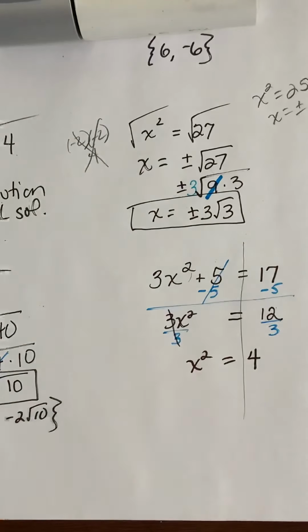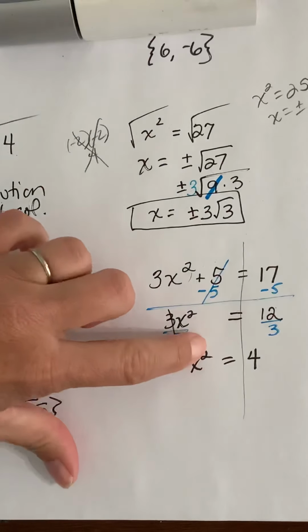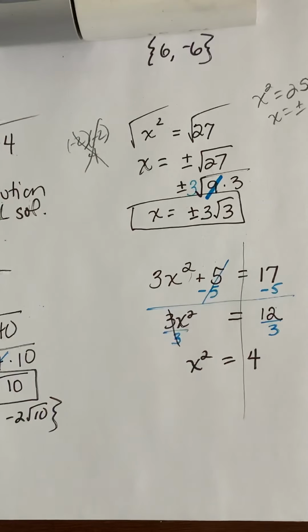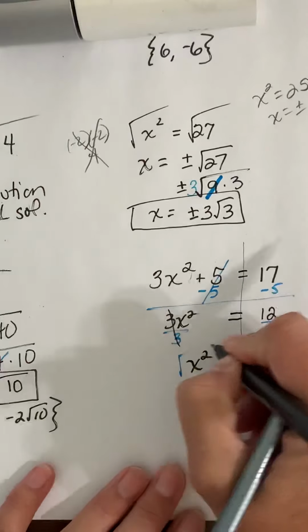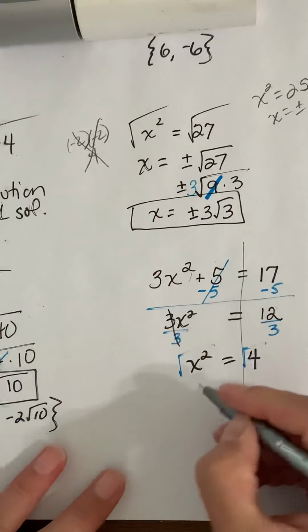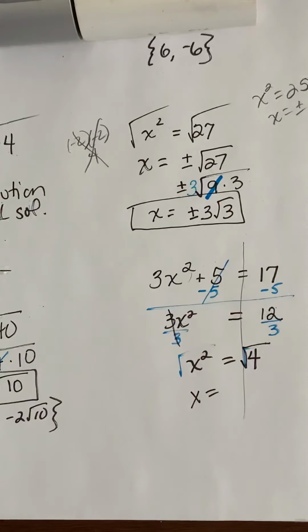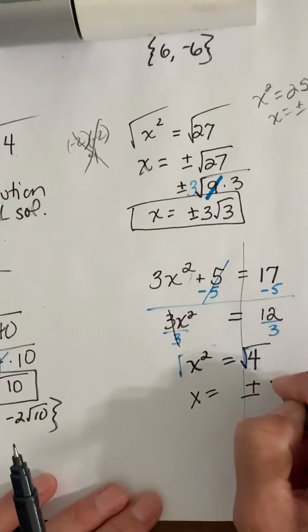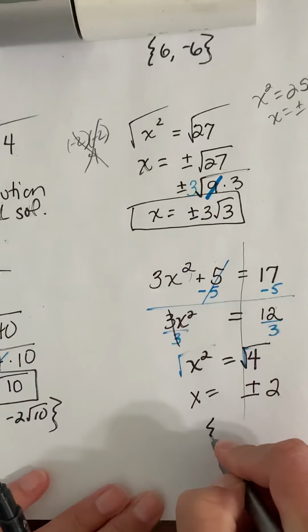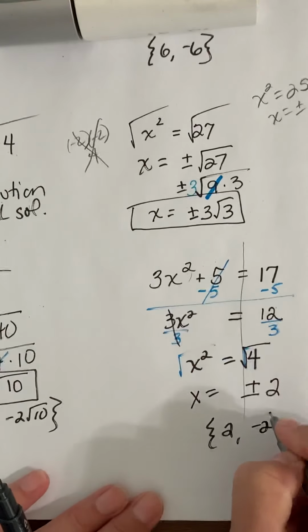Now this problem looks just like all the other ones. To undo the square, so they get just x, square root both sides, and x equals the square root of 4, and 4 is a perfect square. So the square root of 4, you should have said, hopefully, plus or minus 2. So there are 2 solutions, 2 and negative 2.